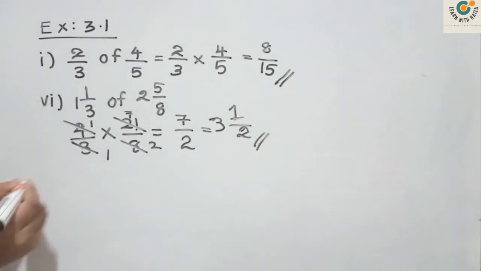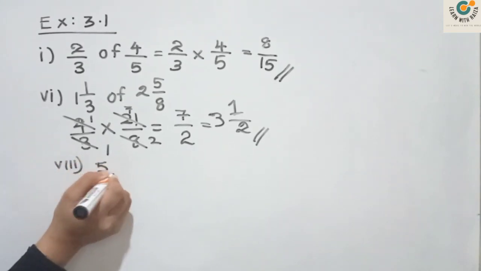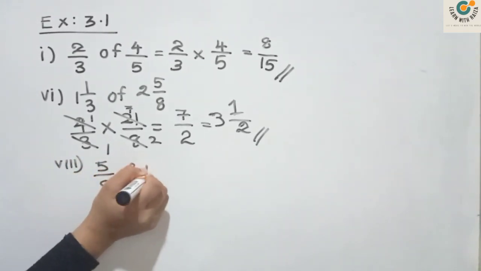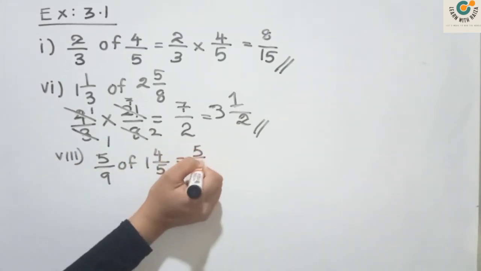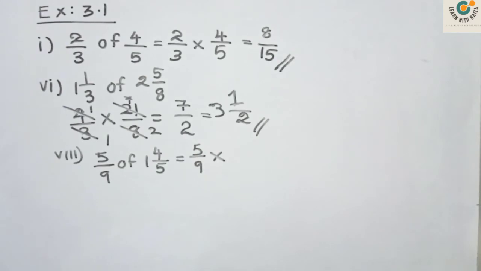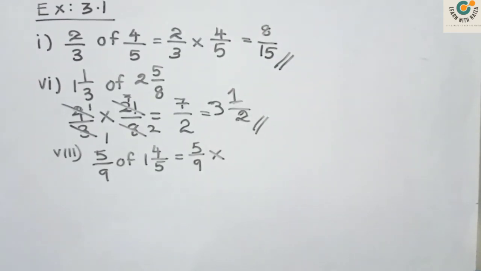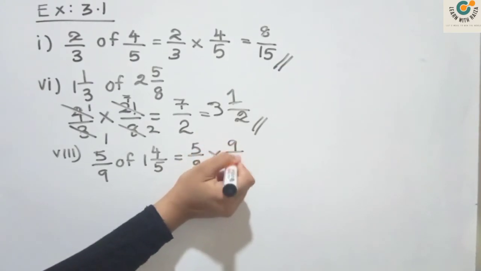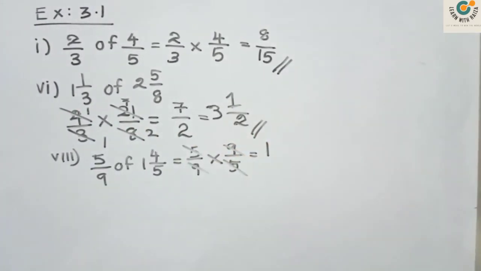And if I take another example, the last one of the first question, 5 upon 9 of 1 4 upon 5. A proper fraction is given, so write it as it is. Of means multiplication. Convert the mixed fraction into an improper fraction, so you are getting 9 upon 5. Each one cancels, so the answer will be 1.